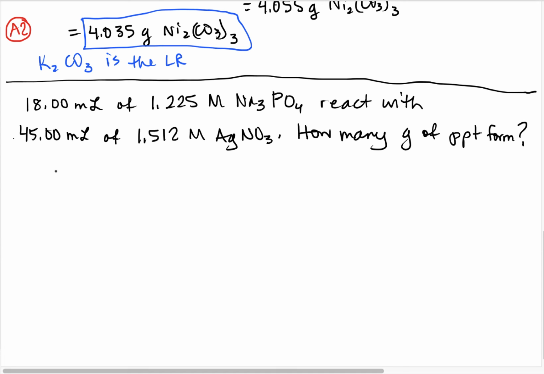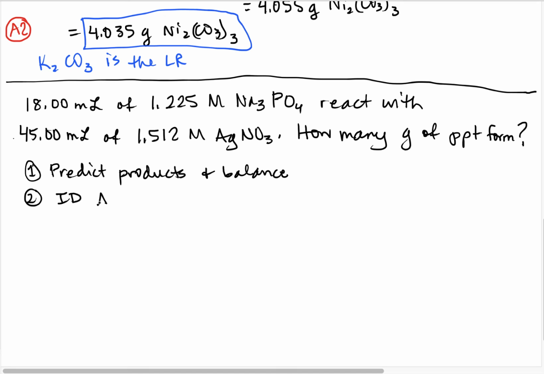So let's take a look and review what we need to do. Our first step is to predict products and balance the equation. Our next is to identify our A1 and A2 and our B, and then identify our start and end points. And then we need to solve it. So pause the video and try all these things.